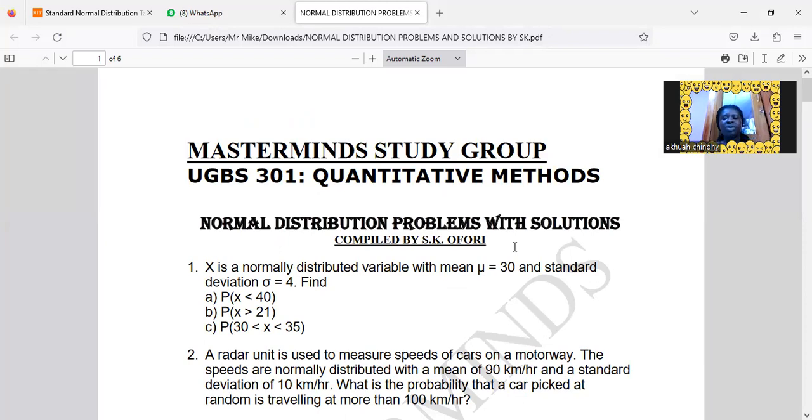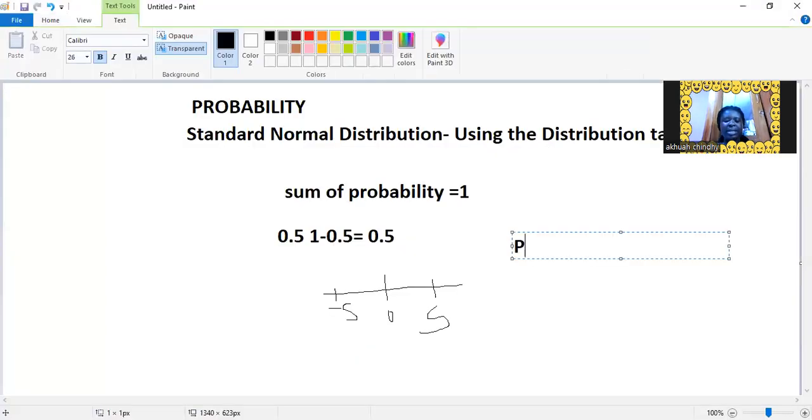So we are supposed to find the probability that X is less than 40. All right. So the normal distribution table is telling us that sometimes there are probabilities we might not be able to find easily, but we have the table that can help us to find them. Before you can use the table, you need to change the probability to suit the table's conditions.